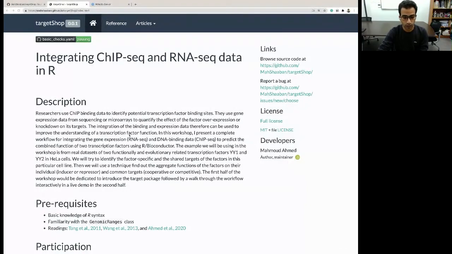So in this workshop, I will be presenting a brief introduction about the package, and I will be going through a use case for two related transcription factors in HeLa cells to see whether the two factors cooperate, like functionally cooperate, meaning they produce the same effect when they bind to the same target, or compete, meaning they produce different effects, like one factor would upregulate the gene and the other factor would downregulate the gene, for example.